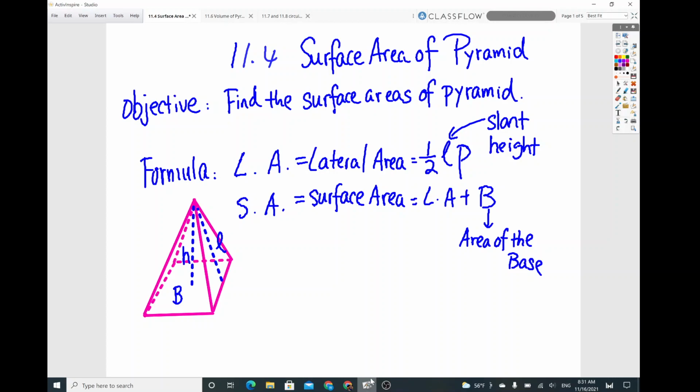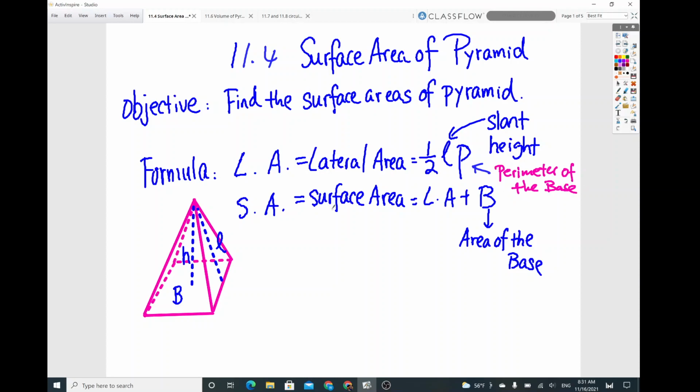So the formula for finding the lateral area of a pyramid is always 1/2 times the slant height, which is L, times the perimeter of the base. So P stands for the perimeter of the base. One thing that I just want to point out: P is considered the perimeter of the base.